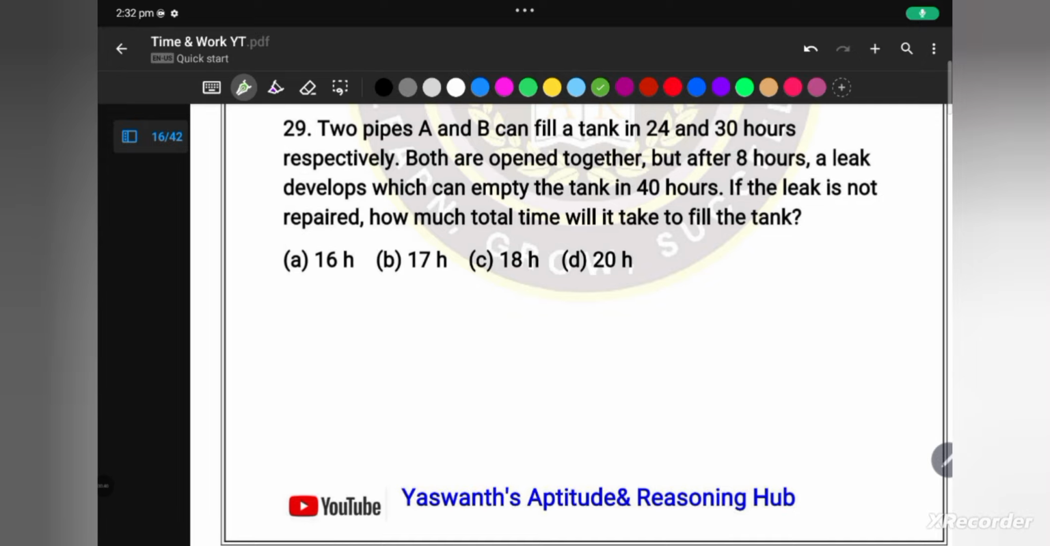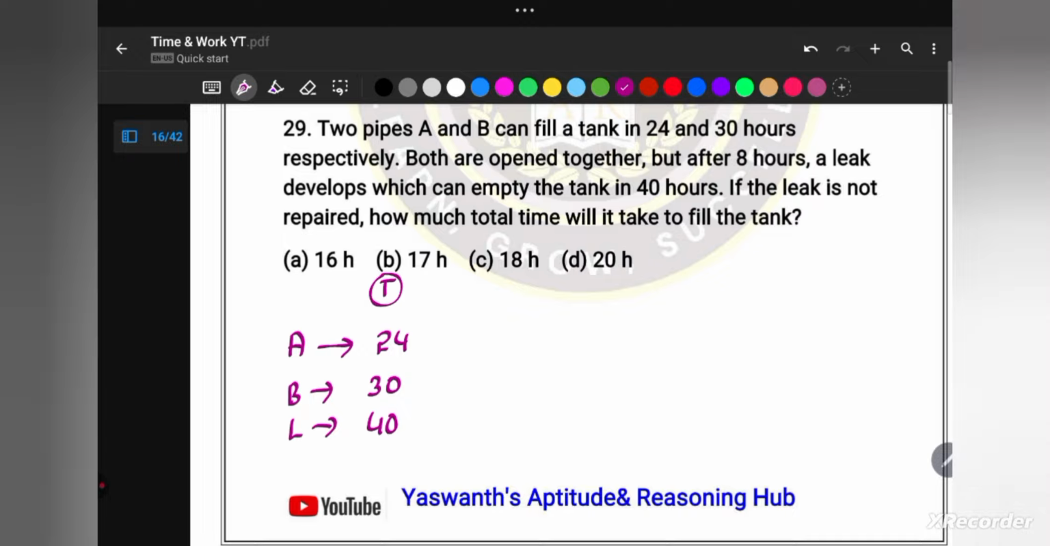Moving on to the next question. Try to understand the question carefully. He has given the time periods for pipe A and B and also for the leak. Pipe A takes 24, B takes 30, and the leakage takes 40. These are the time periods.